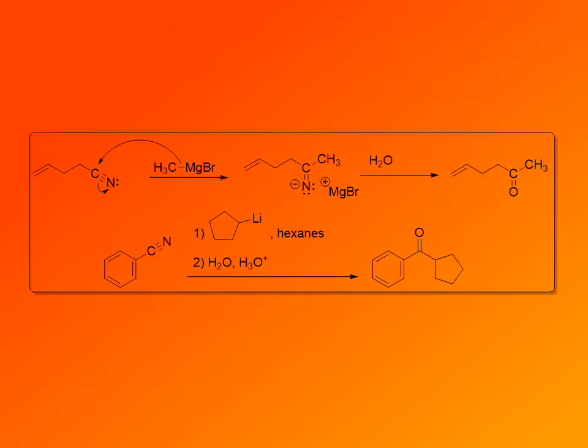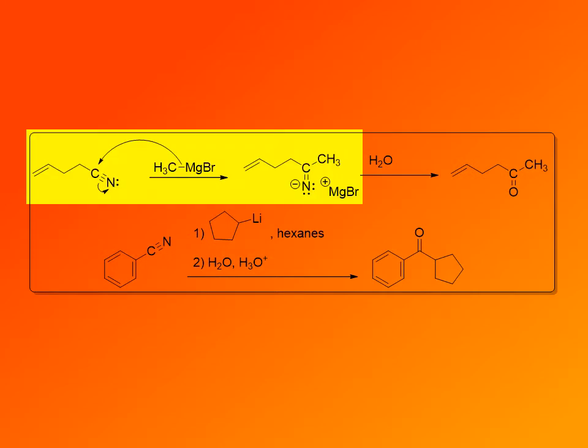Grignard reagents react with nitriles, and upon addition of a Grignard reagent to a nitrile, the intermediate is an imine salt. So the carbon of the nitrile, which is sp hybridized in the starting material, goes to being sp2 hybridized in the imine. Then the imine salt intermediate, upon treatment with water, is protonated and hydrolyzed to the corresponding ketone. So the result of addition of a Grignard reagent to a nitrile is the corresponding ketone.